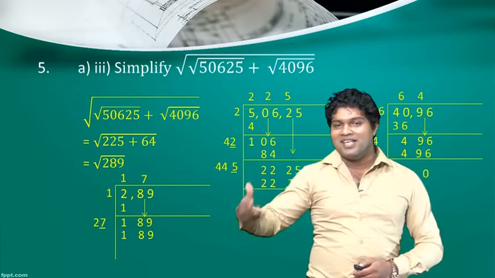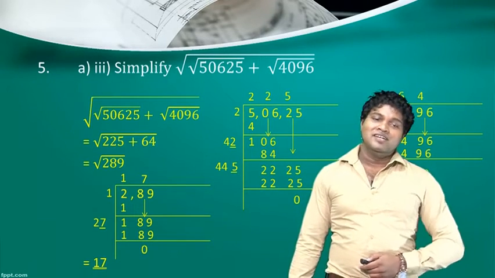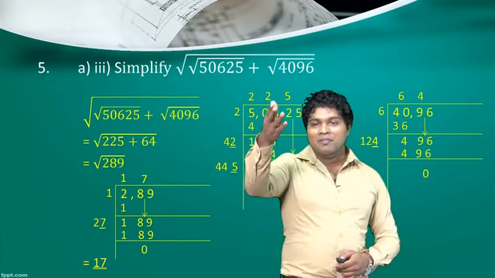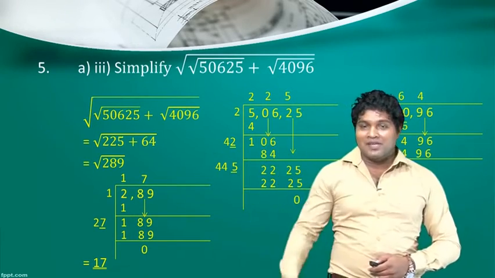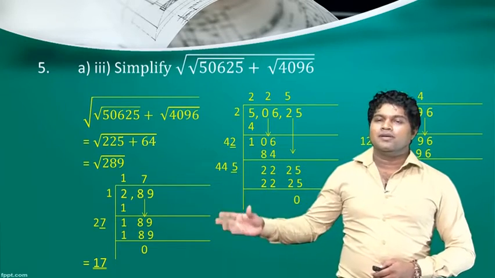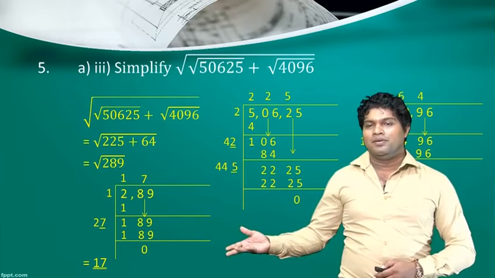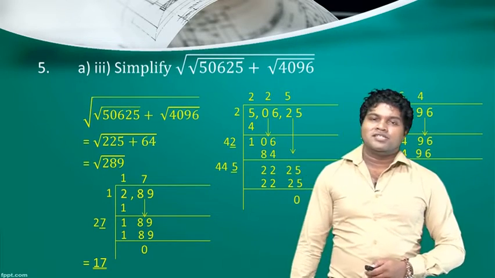Then what is your answer? 17. The 17 is the answer for the complex question you first saw. At first look, everybody will say it's a complex number. Not a complex one. One by one you have to do it, it's not a complex one. Okay. Now we shall continue to the next question.